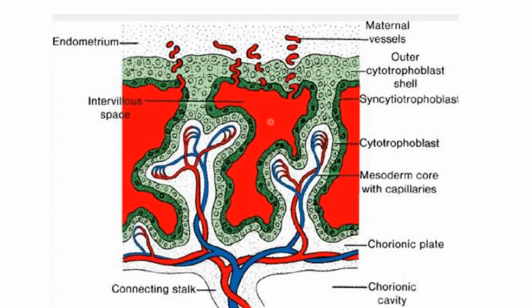And the terminal ramifications are called the chorionic villi. So here there is the intervillous space. Villi attached to the decidua basalis are called the anchoring villi.